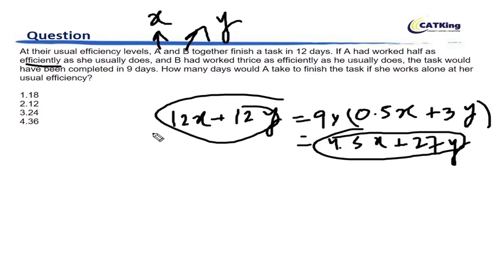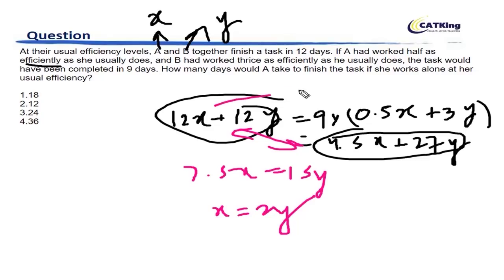So therefore, if we just equate the two, we will get 7.5x is equal to 15y. So x is equal to 2y. So what is the work? The work is 12x plus, if you put 12y in place of that, you can put 6x. So this becomes 18x. So if A had to finish, how much time will it take?